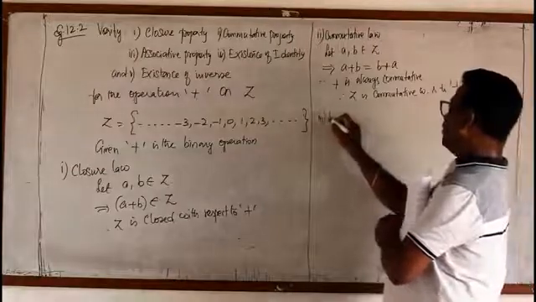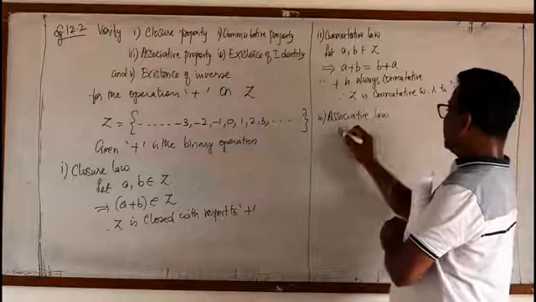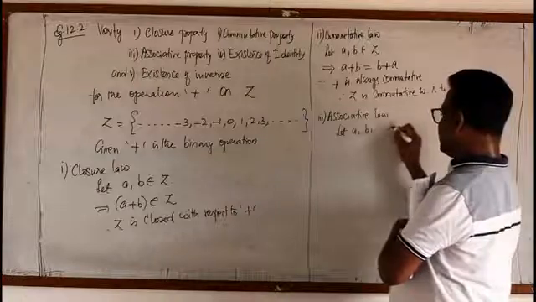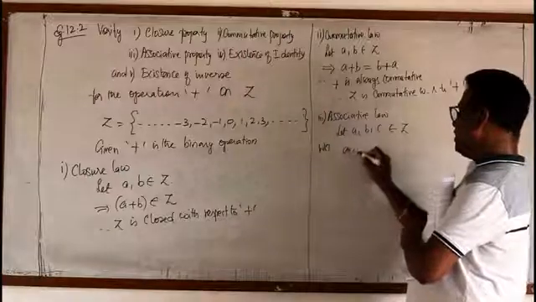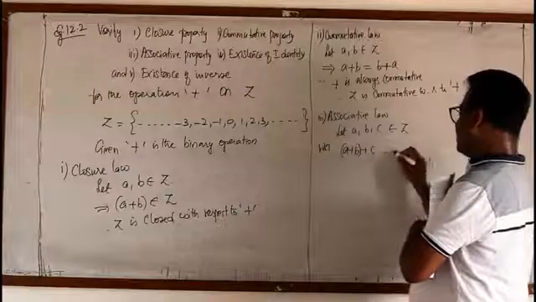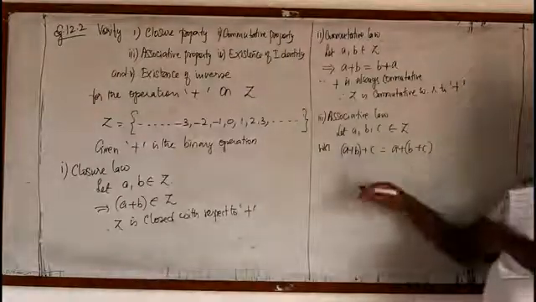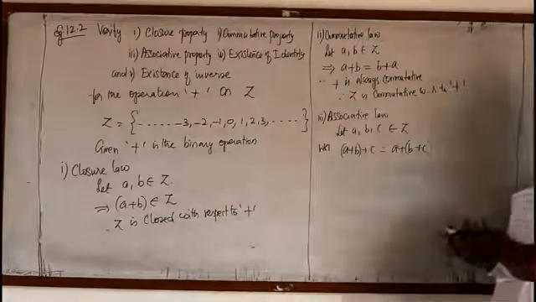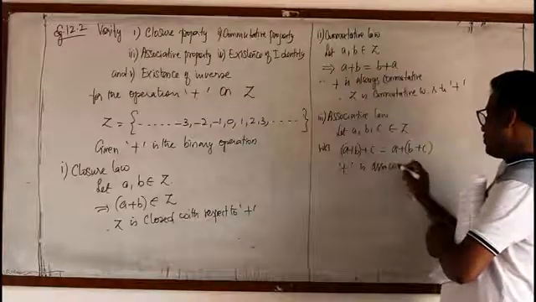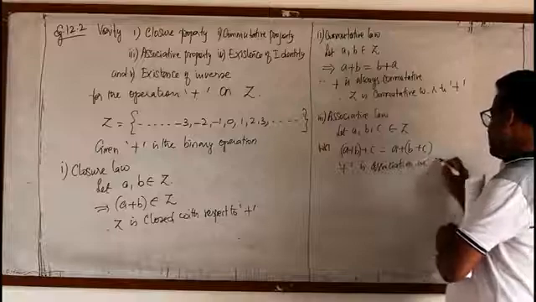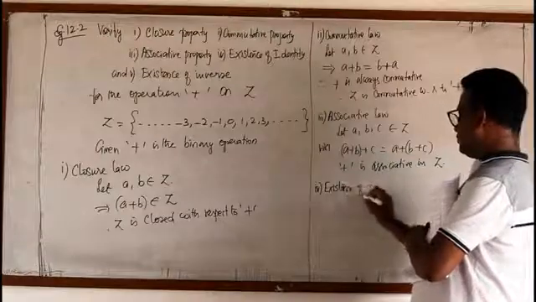Now we shall go for associative law. I need three elements, so let A, B, C belongs to Z. And we know that already A plus B plus C is always equal to A plus B plus C, grouped either way. Even when I change the order, it should be always equal because we know addition is always associative. Therefore, plus is associative in Z. Fourth one, existence of identity.